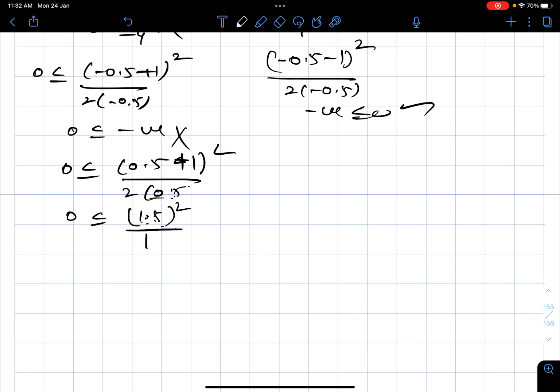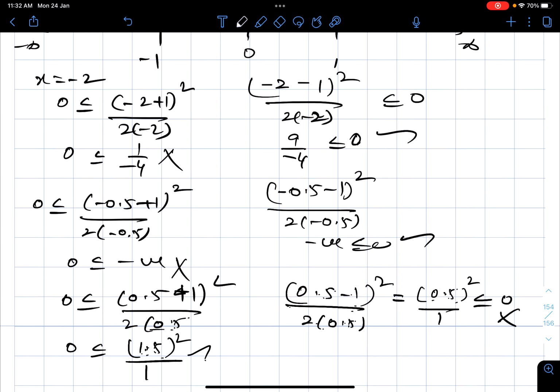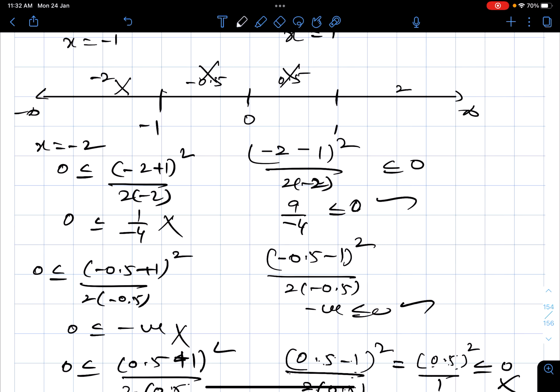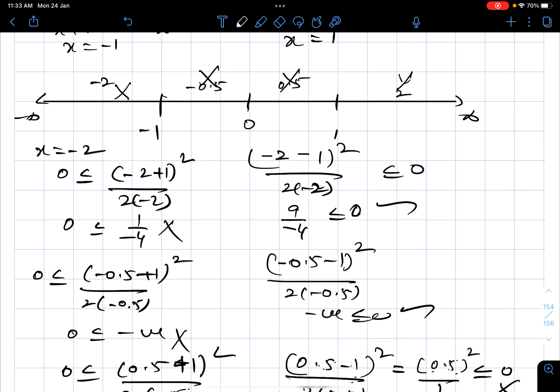So again 0 is less than or equal to this, which is true, whereas in the second condition, 0.5 minus 1 the whole square by 2 into 0.5, here you are going to get a positive number, because when you square it, it is going to be 0.5 the whole square by 1. Again this is not less than or equal to 0. Positive is greater than 0. So this region also fails. Similarly, when you take 1 to infinity and put 2, that region is also not going to satisfy our condition. You can put it in and verify.